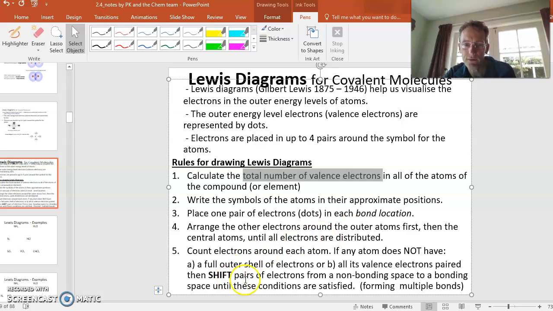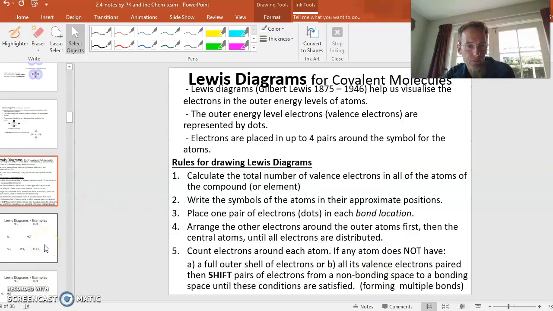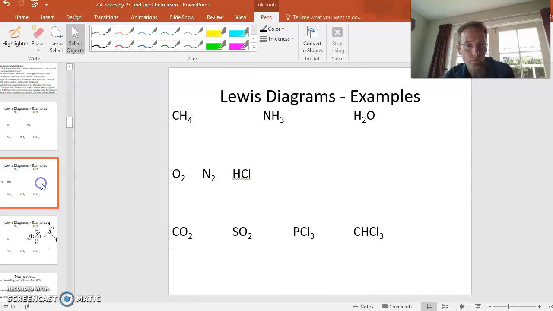And then step 5, sometimes we actually have to move electron pairs around. So we count the electrons around each atom. If an atom does not have a full outer shell, or all of its valence electron pairs, then we've got to move them from a non-bonding space to a bonding space. What the heck? Well, we'd better look at an example to figure out what that all means.